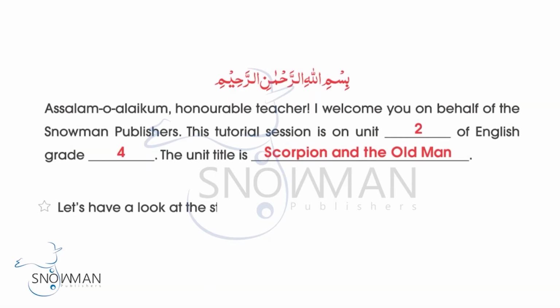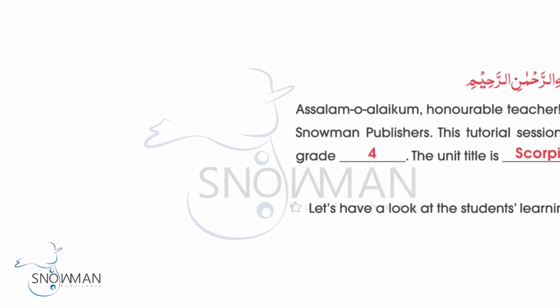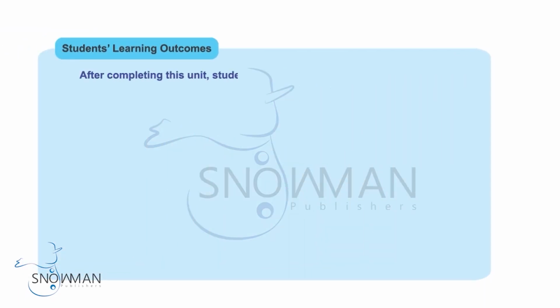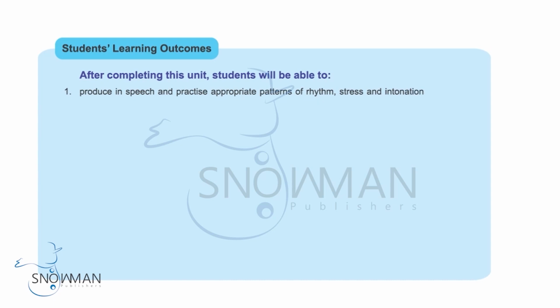Let's have a look at the students' learning outcomes. After completing this unit, students will be able to produce in speech and practice appropriate patterns of rhythm, stress, and intonation of English language by listening to stories and poems read aloud in class.